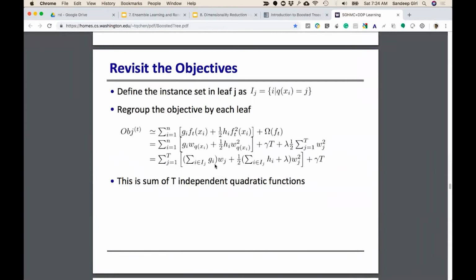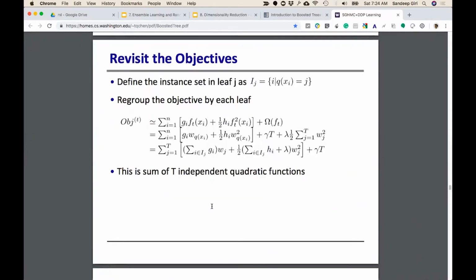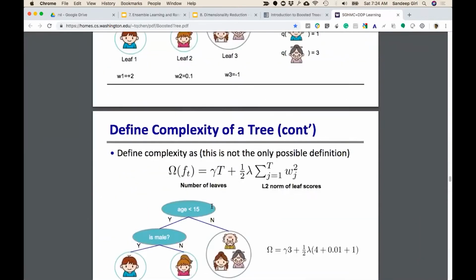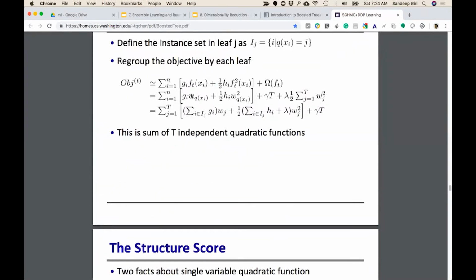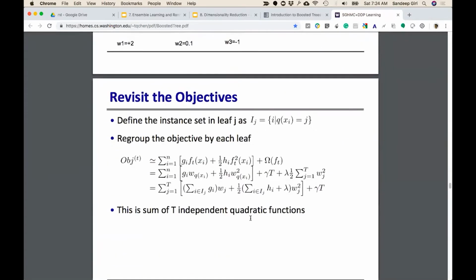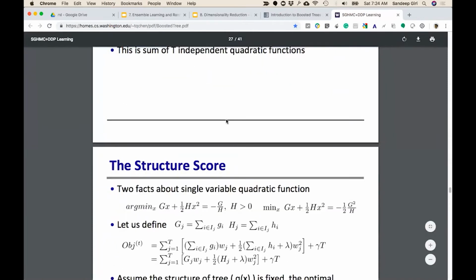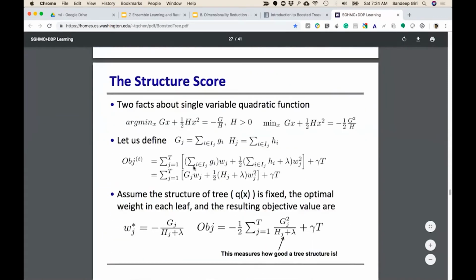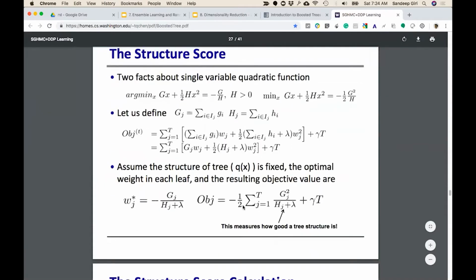So he has defined here the various arguments. Let me just move ahead a bit. All right, so essentially, here we are just reorganizing it in terms of t. Okay, now this part: this is g, this is half of h plus lambda, and so the objective function is going to be half of g squared by h plus lambda, right?